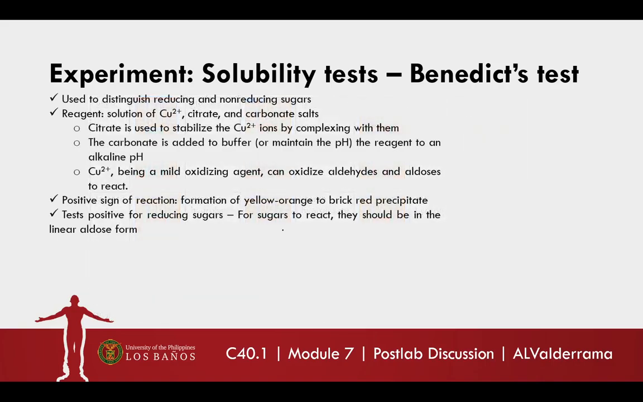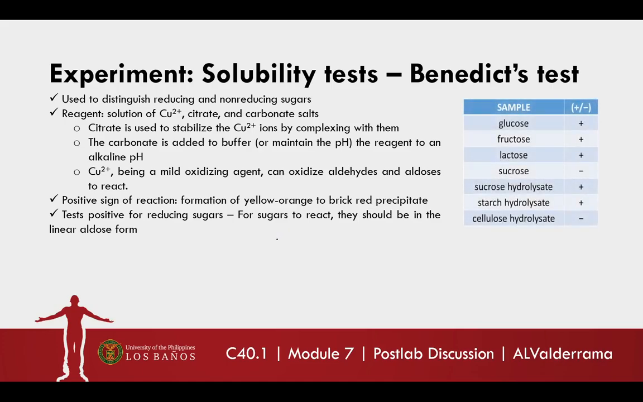So what happens here is your copper 2 plus ion, citrate, and carbonate salts are the reagent involved in this Benedict's test. And the positive sign is the formation of yellow-orange to brick red precipitate. So basically, yung mga reducing sugar in the form of glucose, fructose, lactose, and the hydrolysates of this one are your reducing sugar.